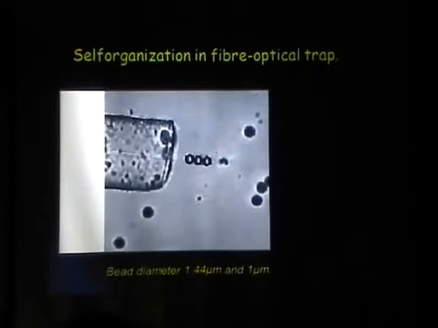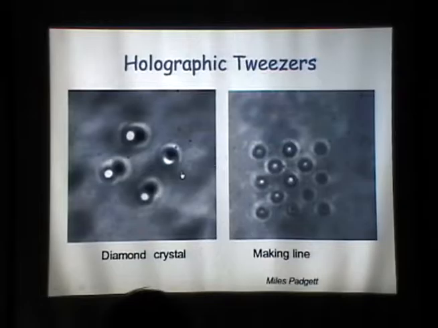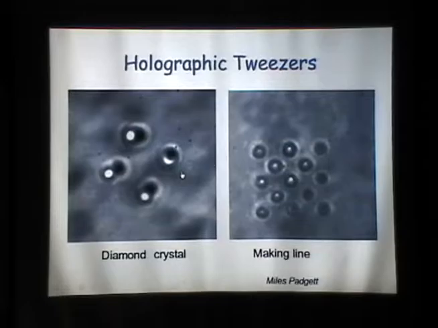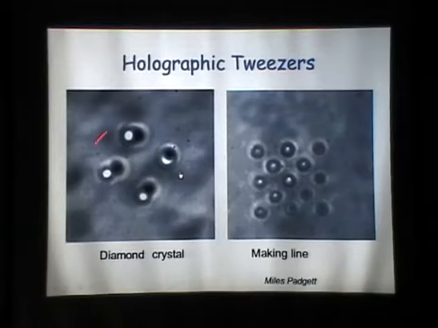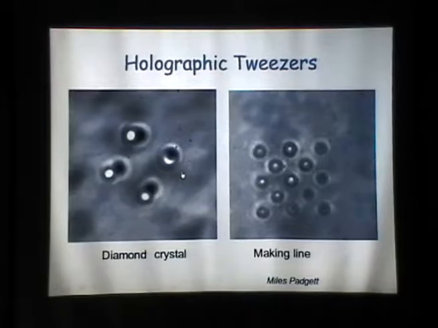Okay. The other thing we can do, we can use holographic tweezers, so there is no reason to believe that we can only have two tweezers. We can have quite a number of tweezers using spatial light modulators, for example, or holographically done gratings or whatever you want to use. But if you want freedom of manipulating the traps, a spatial light modulator is the way to go. So this is work done in Mities Padgett's group. And here we have a diamond structure, and then he will make a line out of those trapped particles. So I'll show you that.